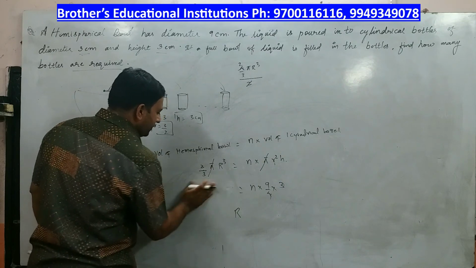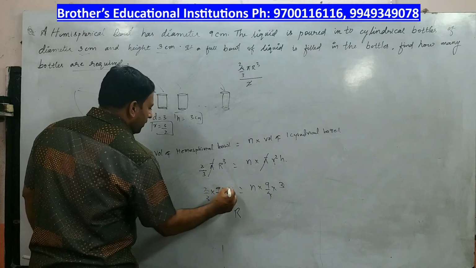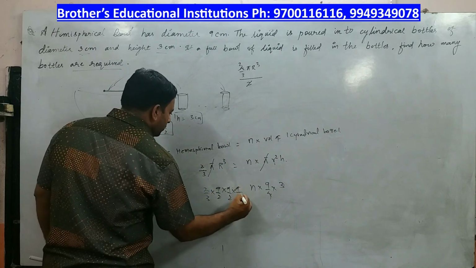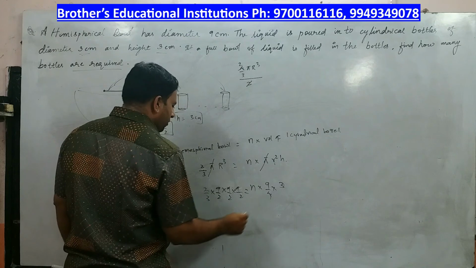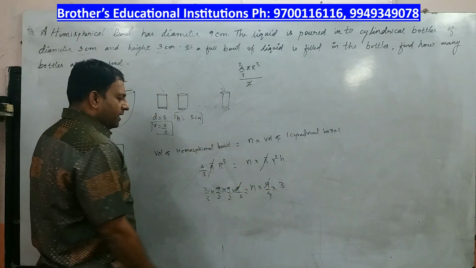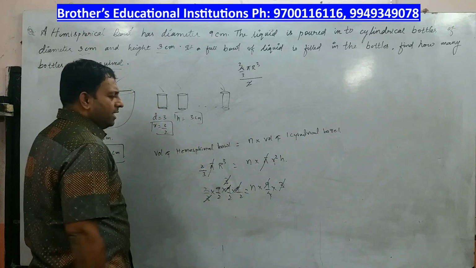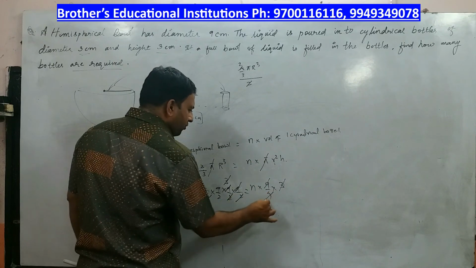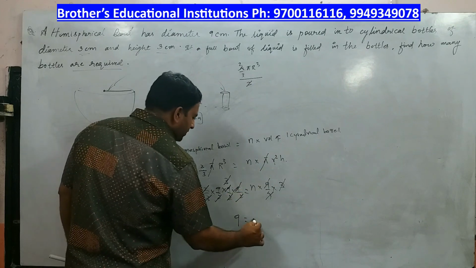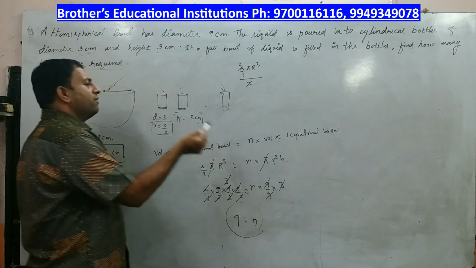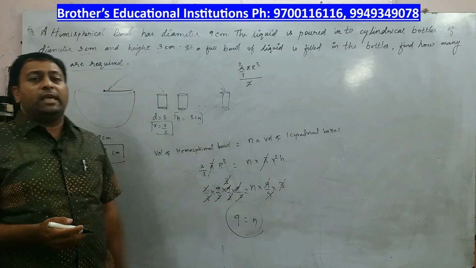So instead of this, I will write 2 by 3 into r cube. r cube means 9 by 2 into 9 by 2 into 9 by 2 is equal to n into 9 by 4 into 3. Now any cancellations are possible? Of course we can cancel 9 and 9. Further, 3 ones are 3, 3 threes are 9. Further, 3 and 3 cancel. Further, 2 twos are 4. Further, 2 cancel. Left hand side, what is left? 9. Right hand side, what is left? n. So what does n indicate? The number of cylindrical bottles used. So therefore, the number of cylindrical bottles used to pour this liquid is 9 bottles.